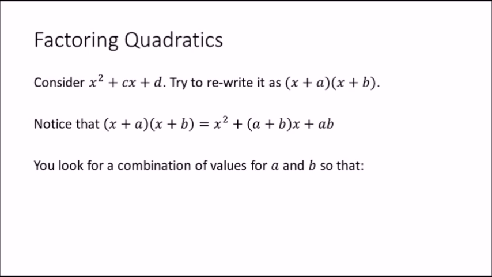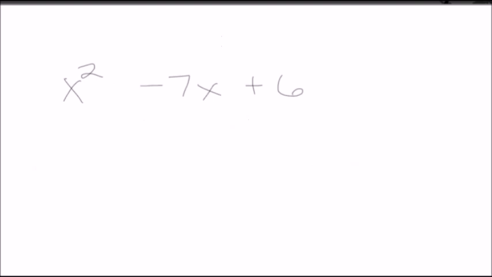So what you end up trying to do is find any combination of values of a and b such that a plus b is equal to your coefficient c and a times b is equal to your constant term d. So we'll do just one quick example of that. In many ways, factoring is sort of a trial and error process. What you want to do is ask yourself if there are two numbers where if you add them together they'll give you -7, and if you multiply them together you would get 6.